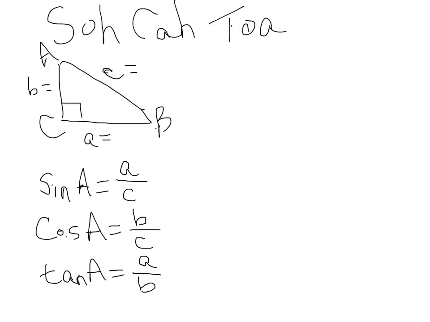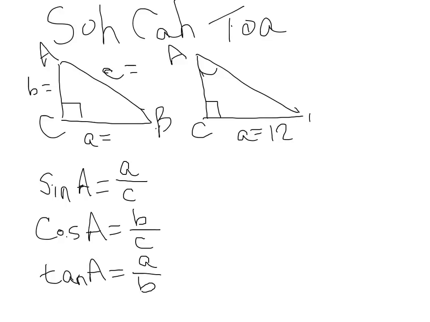So what we would like to do is solve our right triangle, again, knowing that we have a right angle, and then our angle A would be 38 degrees, and side A would be 12. So angle A again is 38 degrees. I can write that in there.